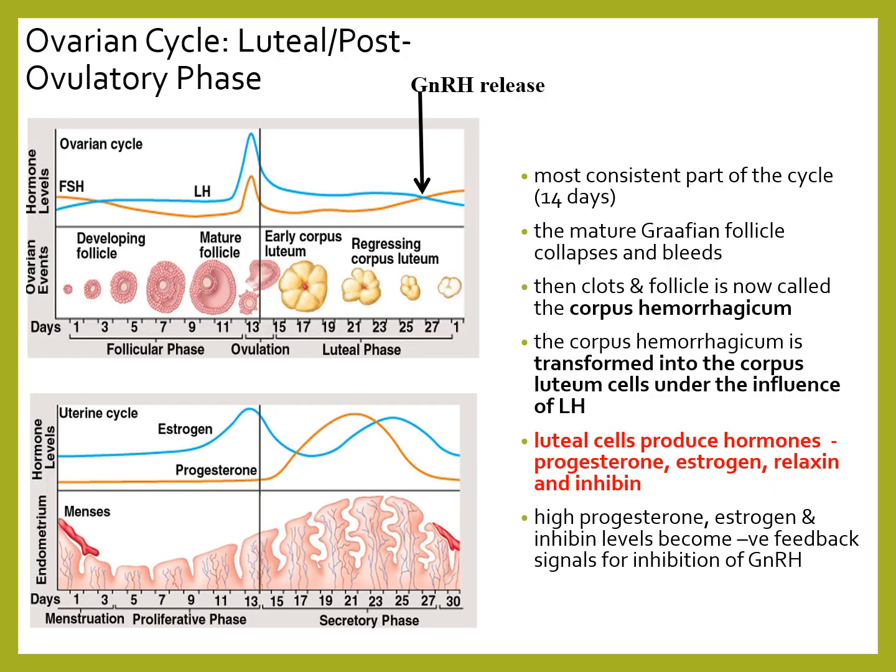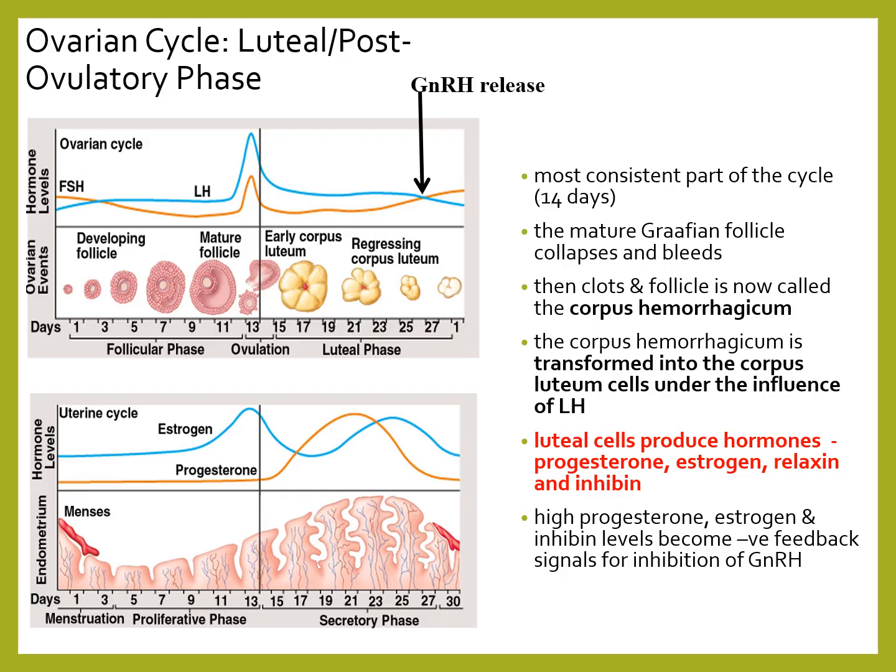After ovulation, we enter into what is called the post-ovulatory phase of the ovarian cycle, or what you could also call the luteal phase. This is the most consistent part of the reproductive cycle. It's the most consistent part of the ovarian cycle. It is 14 days. So the variability in the ovarian cycle comes at the beginning. It comes at the follicular phase.